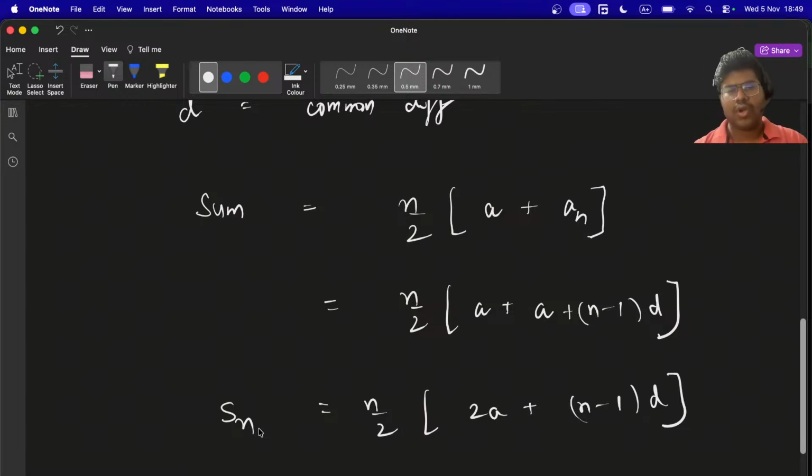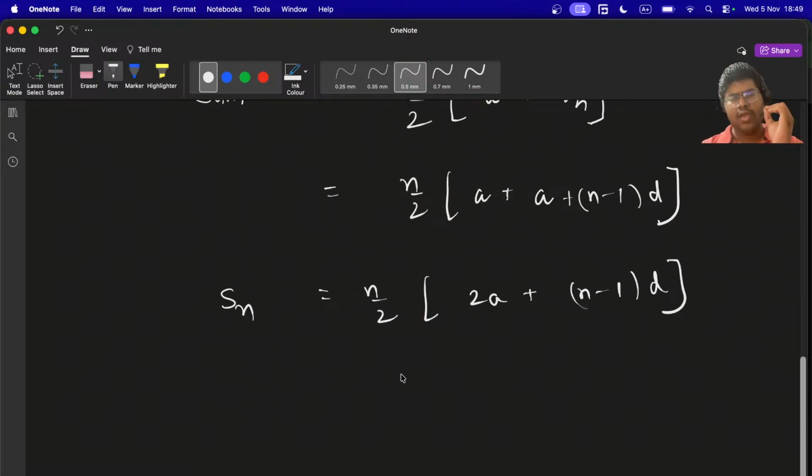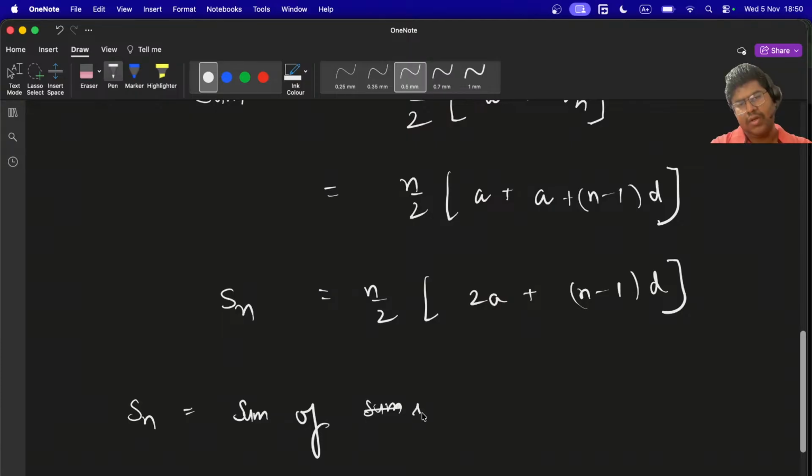Now let us see one by one all the terms involved in the formula, which is Sn equals the sum of the initial terms of an arithmetic sequence, the sum of the initial terms of an AP.